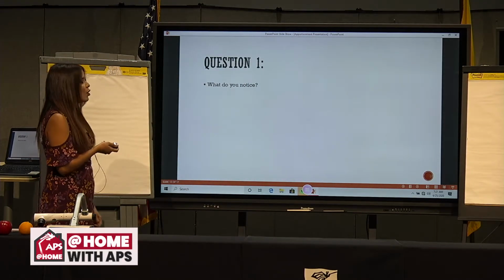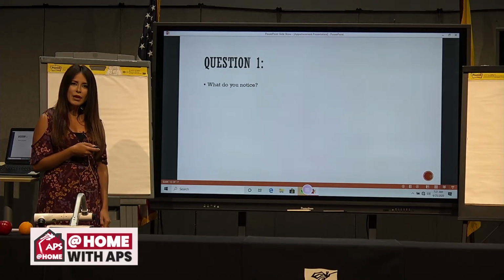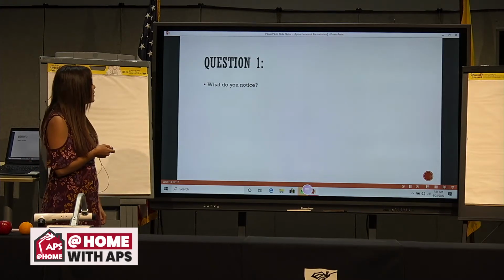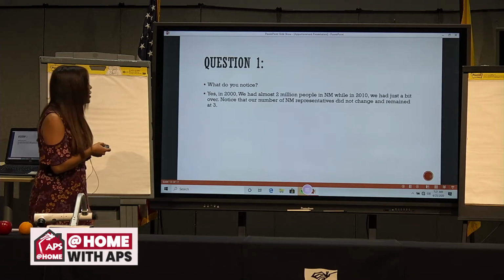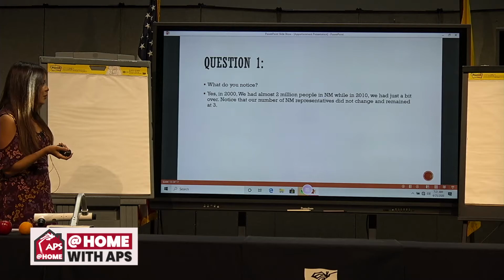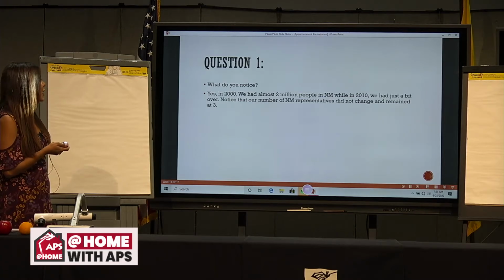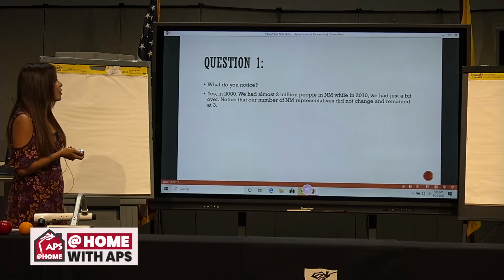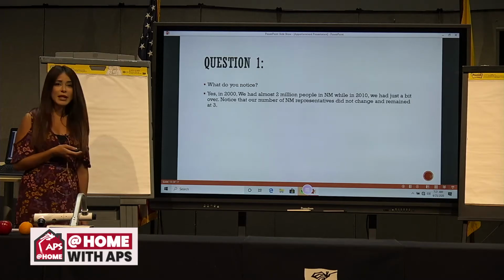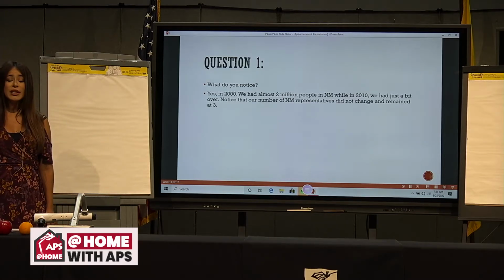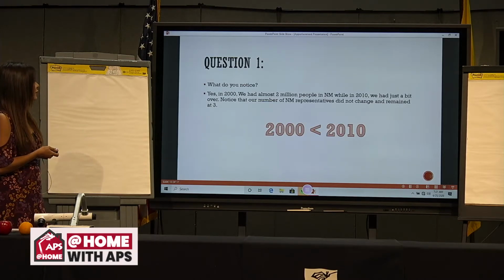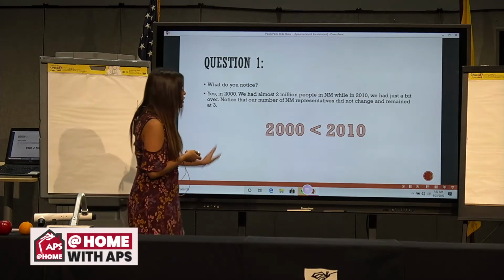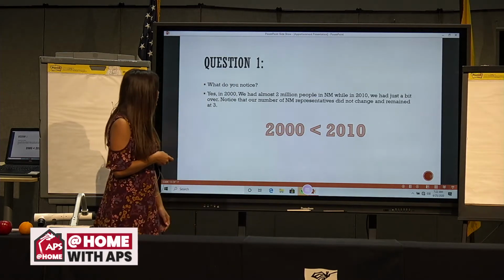So, let's ask some questions about that information that we just had. What do you notice about that information? In 2000, we had almost 2 million people in New Mexico, while in 2010, we just had a bit over. Notice that our number of New Mexico representatives did not change and remained at 3. Again, that's because we didn't have a growth of more than 700,000, even though in 2010, we did have more people.